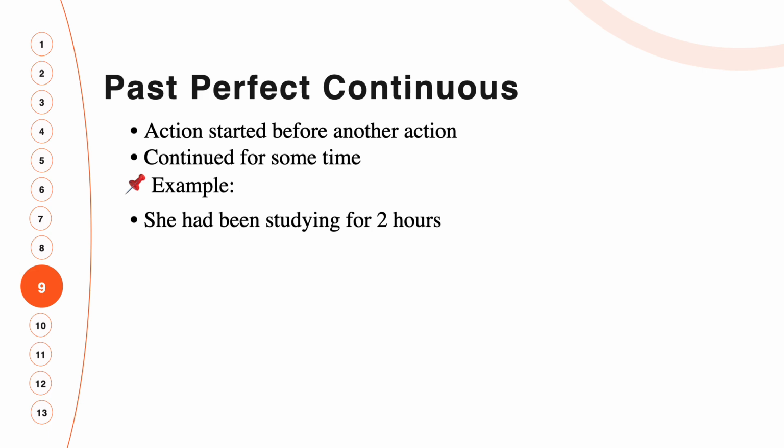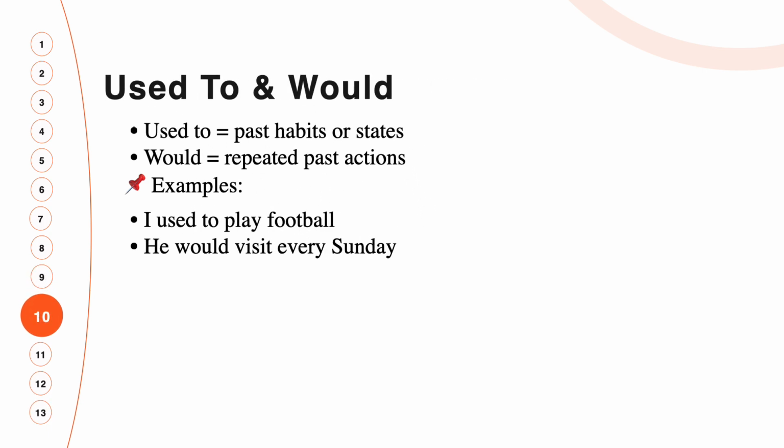Okay, so now let's move on to used to and would. So, used to shows past habits or states. Would shows repeated past actions. Examples, I used to play football. And second is, he would visit every day.